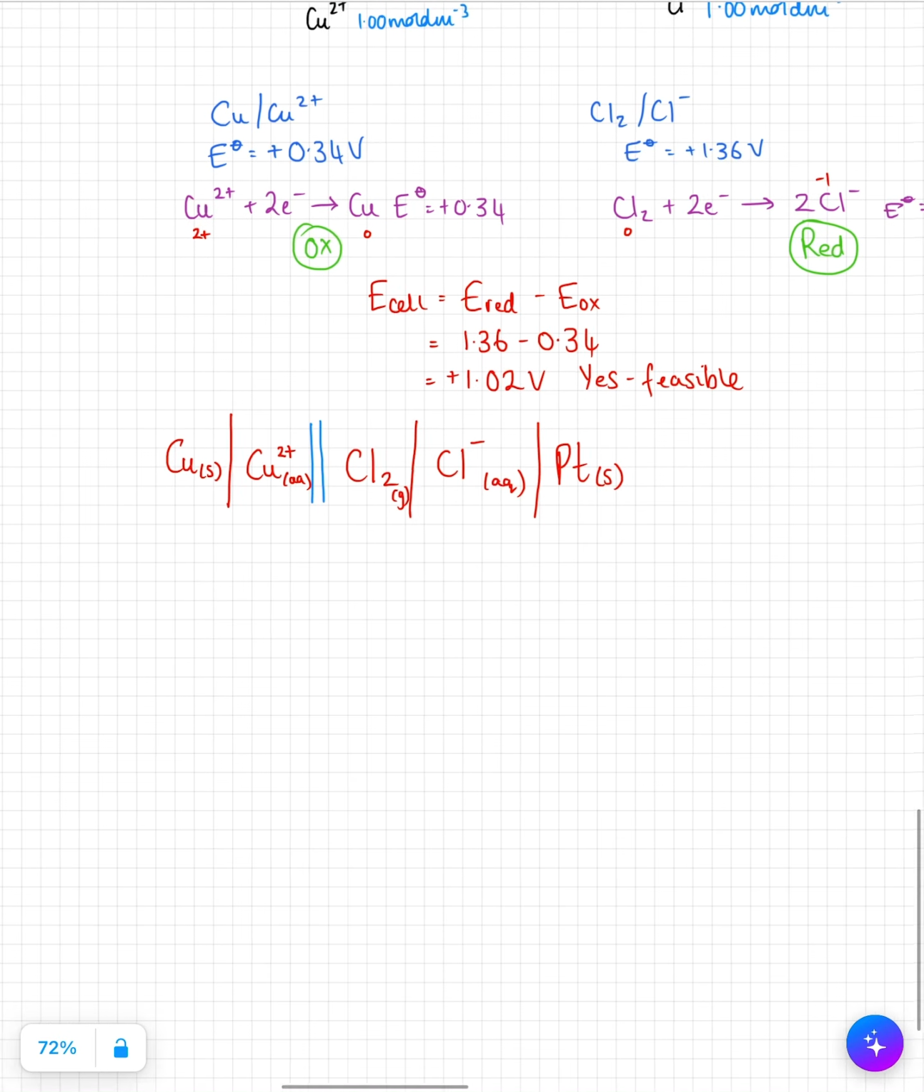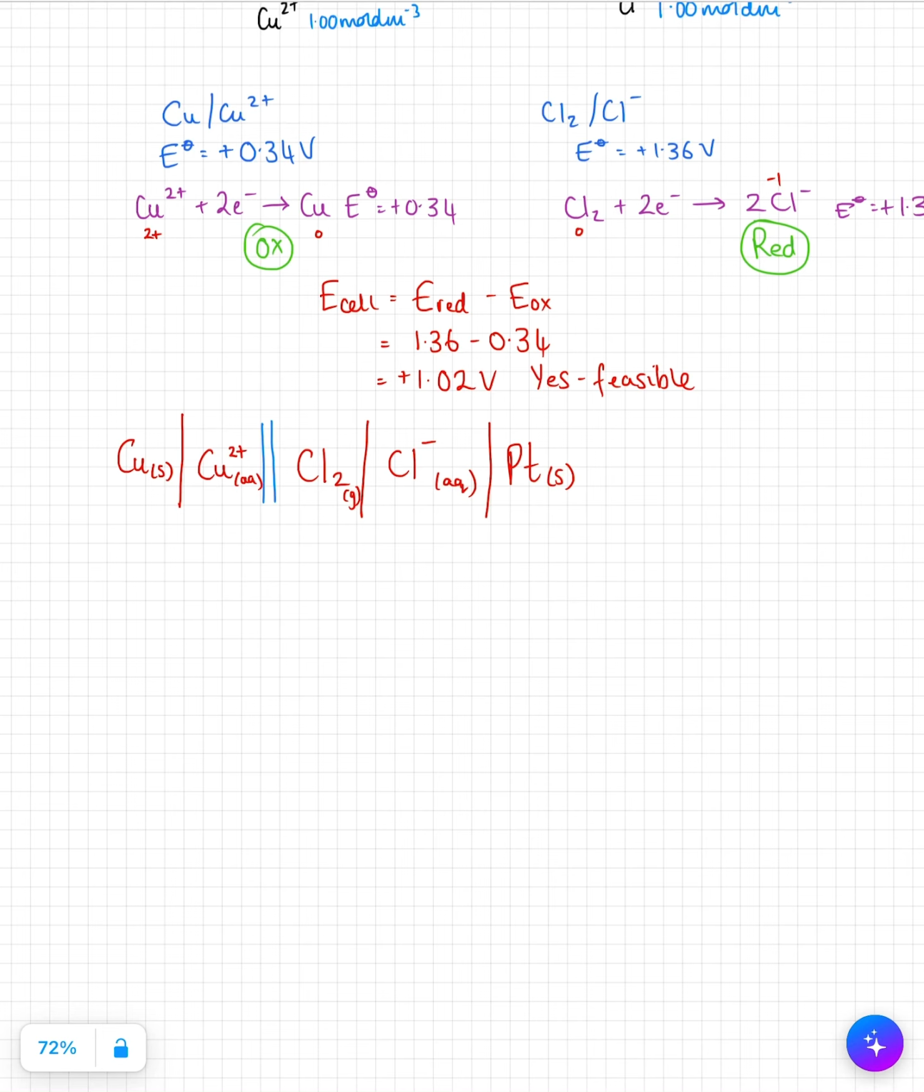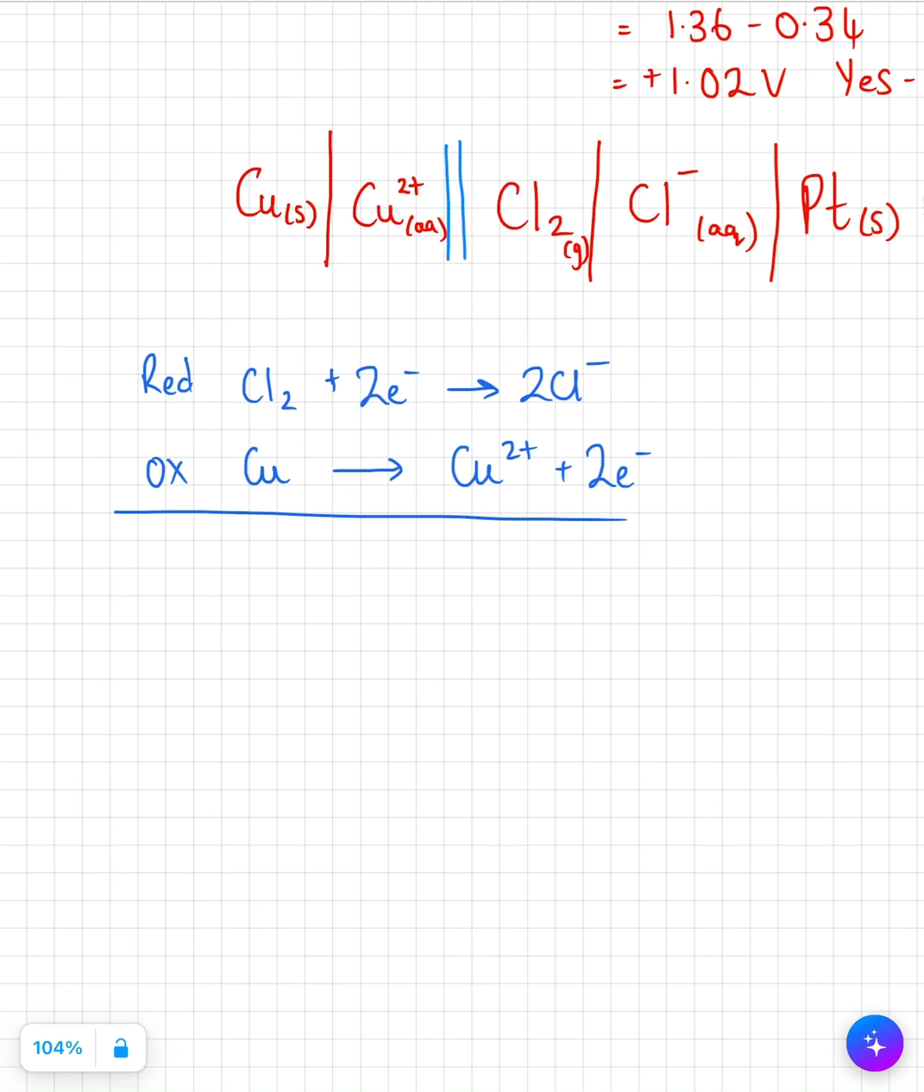Lastly, we are going to combine the two half equations to write the overall equation. So we start with our reduction and then our oxidation half equation. So that's Cl2 plus 2e- goes to 2Cl-, and Cu loses electrons to form Cu2+ and 2e-. Lucky for us, the electrons are already balanced on the left and on the right when we combine these. So therefore we end up with Cl2 plus Cu, and we get Cu2+ ions and 2Cl- ions.